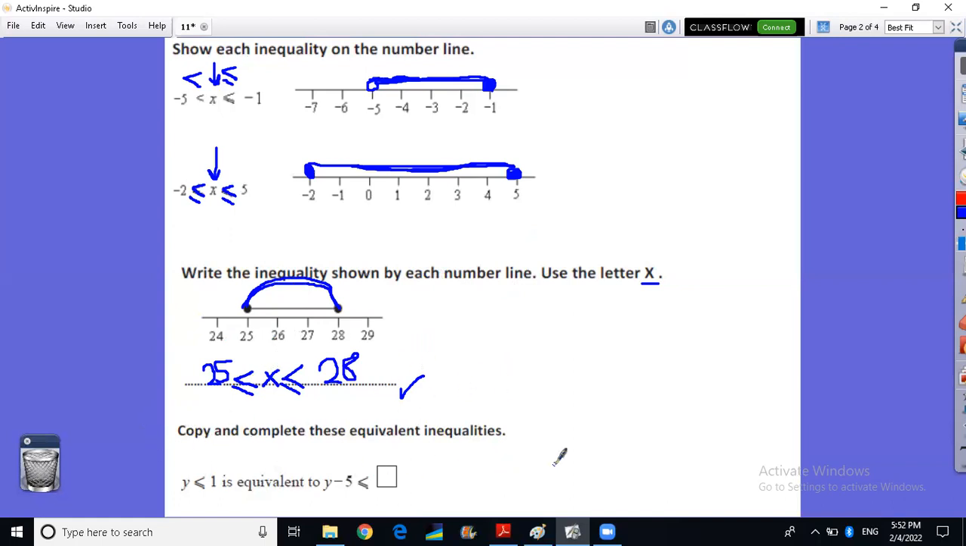Copy and complete these equivalent inequalities. Here they're saying that y is less than or equal to 1 is equivalent to y minus 5 is less than or equal to what? Do you guys remember the equations? Imagine that this is not actually y is less than or equal to, imagine that it's just equal. y is equal to 1. And I put over here minus 5, like what they've done. So what are we going to do to the other side? Just write minus 5. The same thing exactly happens there.